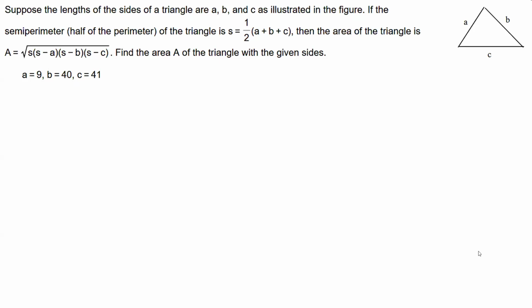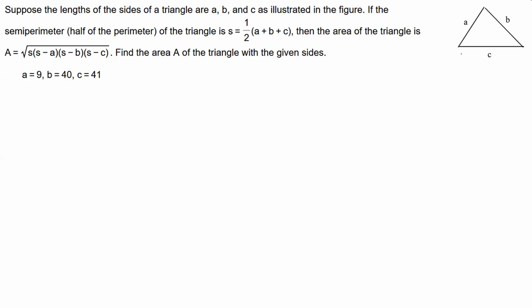All right, so here we're supposed to suppose the lengths of the sides of a triangle are A, B, and C as illustrated here. If the semi-perimeter, which is half of the perimeter of the triangle, is S = 1/2 (A + B + C), then the area of the triangle is A = the square root of S times (S minus A) times (S minus B) times (S minus C), and then we're finding the whole area of that triangle.